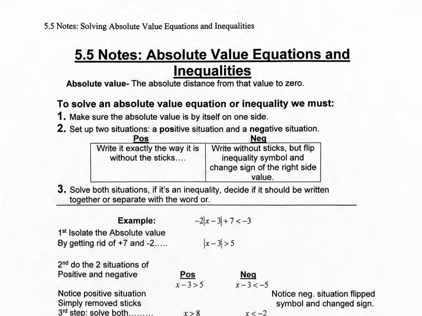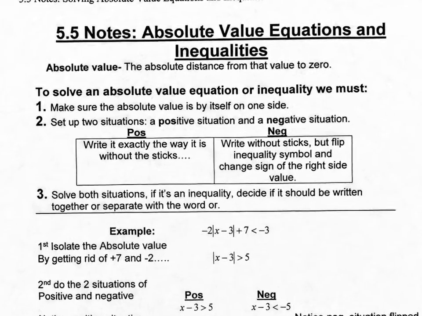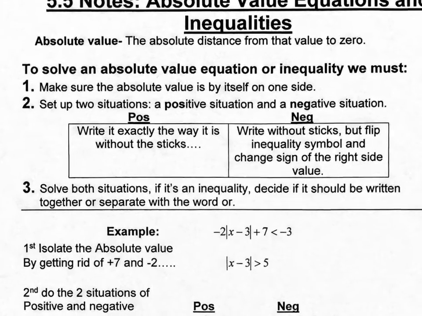So we've already done absolute value equations. That's where you set up a positive situation and a negative situation. The positive situation is writing it exactly the way it is without the absolute value symbols, without the sticks. The negative situation is the same thing, but you change the sign of the right-hand side. That's when it was an equation. And an inequality is the same thing, right?